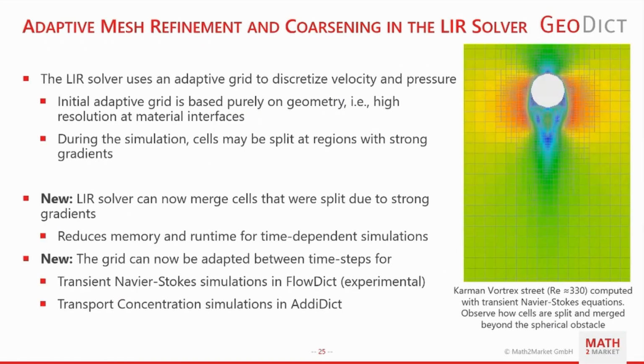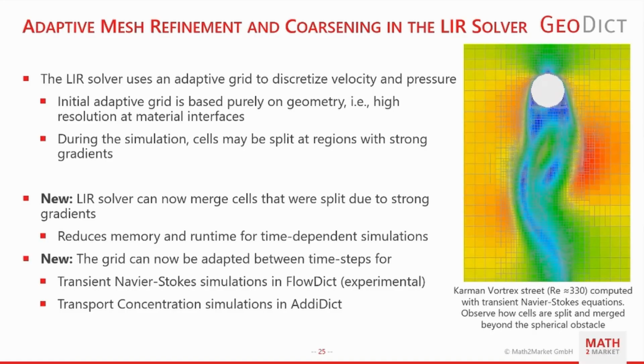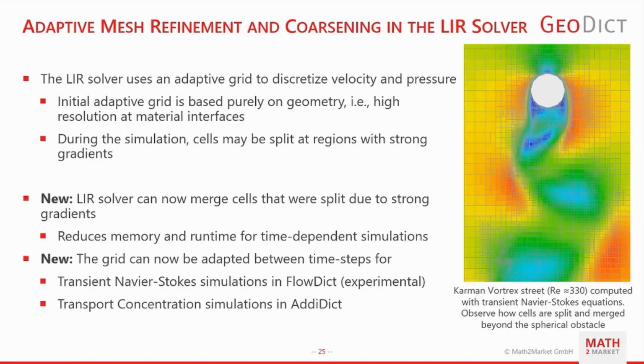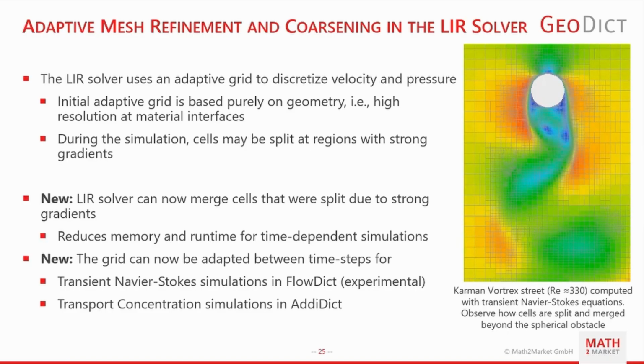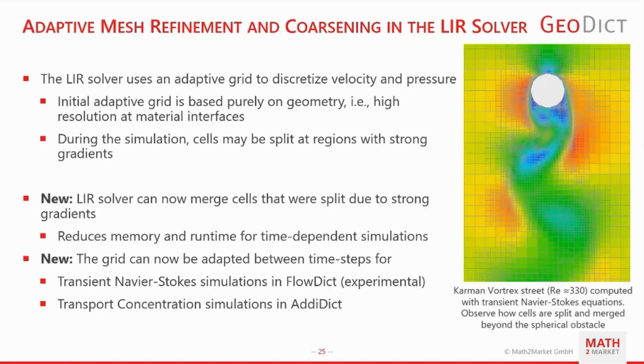Another exciting feature, which will get more important in future versions, so in GeoDict 2027 and beyond, is the ability of the Lear solver to refine and coarsen the computational mesh over time. As you may know, the solver uses an adaptive grid to discretize, for example, velocity and pressure. And currently, this adaptive grid is constructed based on a geometry and refined later based on the computation.